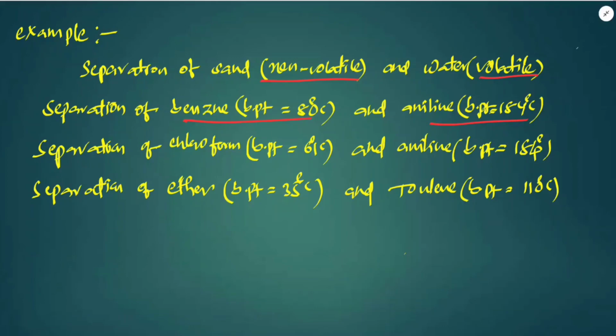Have a look at the next. The separation of chloroform and aniline: the chloroform boiling point is 61 degrees Celsius, and the aniline boiling point is 184 degrees. Next, separation of ether and toluene: the ether boiling point is 35 degrees Celsius, and the toluene boiling point is 110 degrees Celsius. So these are the examples for simple distillation.